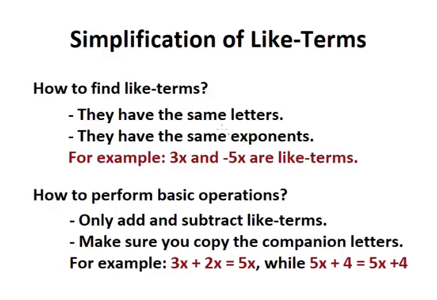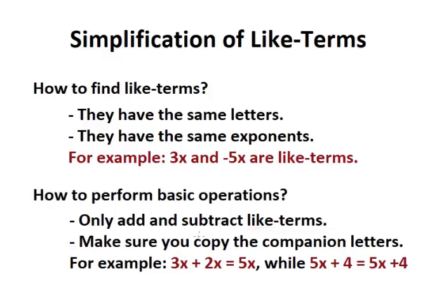If they had the same exponents, like 3x squared and minus 5x squared, then yes, those things are like terms. So like terms follow these two rules. They have the same letters and they have the same exponents. How are we going to perform operations with like terms? We're only going to add and subtract those things. We're not going to add or subtract things that are not like terms. Only like terms can be added and subtracted.